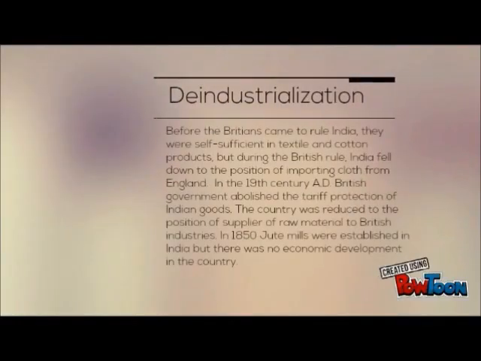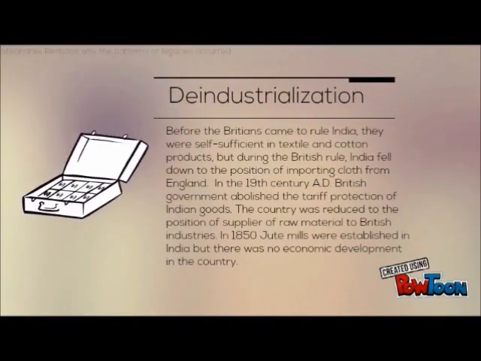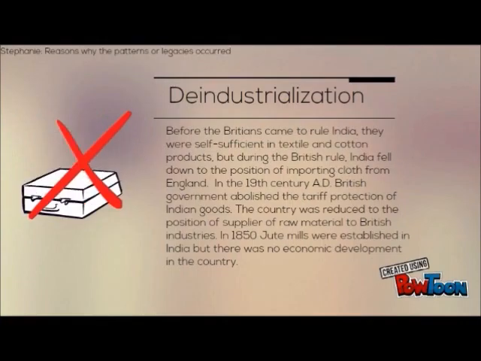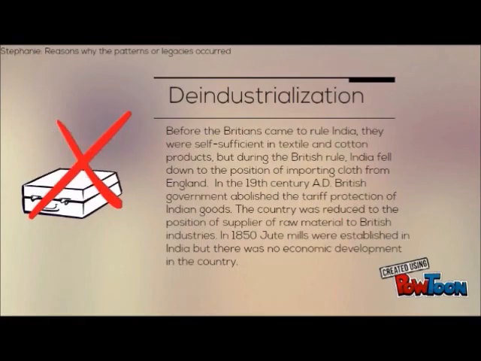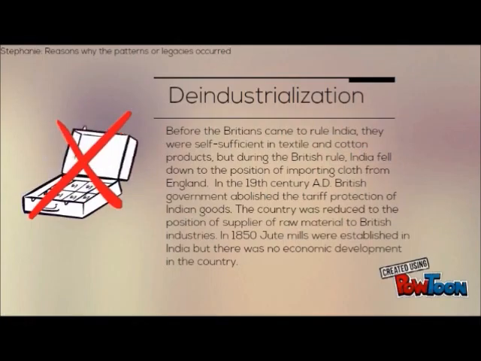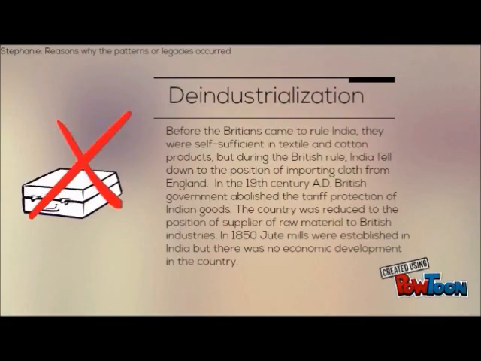Before the Britons came to rule India, they were self-sufficient in textile and cotton products, but during the British rule, India fell to the position of importing cloth from England. In the 19th century AD, the British government abolished the tariff protection of Indian goods. The country was reduced to the position of supplier of raw materials to British industries. In 1850, jute mills were established in India, but there was no economic development in the country.